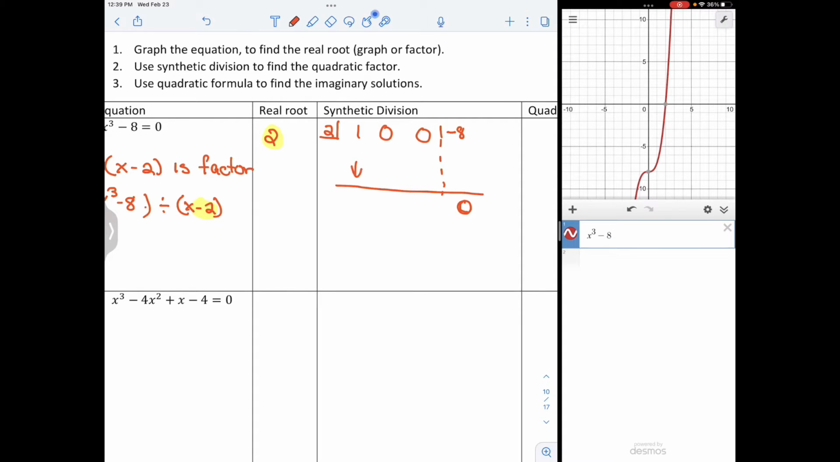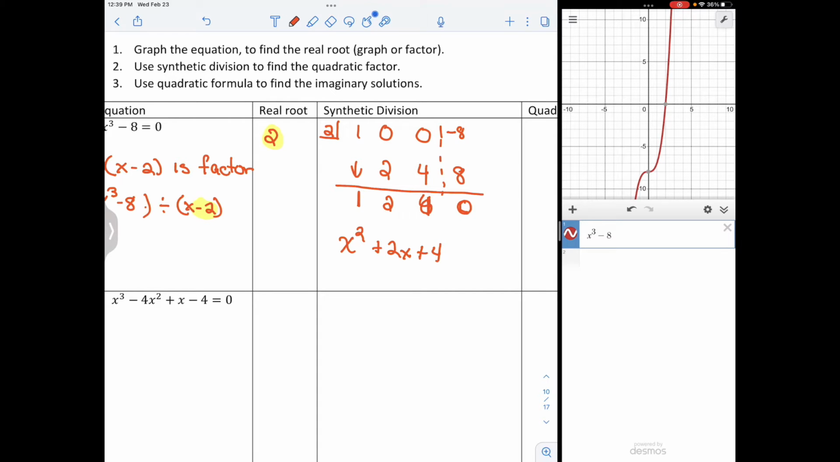So I'm going to start by bringing down my 1. So I have 1 times 2 gives me 2. 0 plus 2 is 2. 2 times 2 is 4. That comes down as 4. And 2 times 4 is 8. So my remainder is 0. So that means x minus 2 is a factor. And I'm left with x squared plus 2x plus 4.